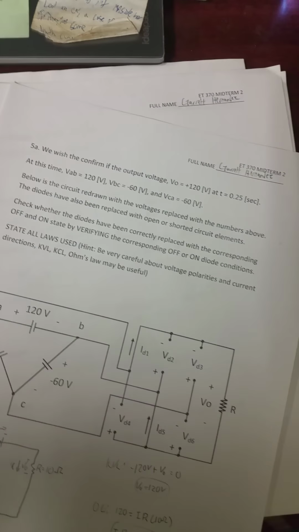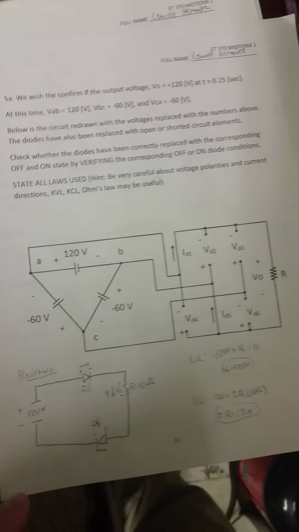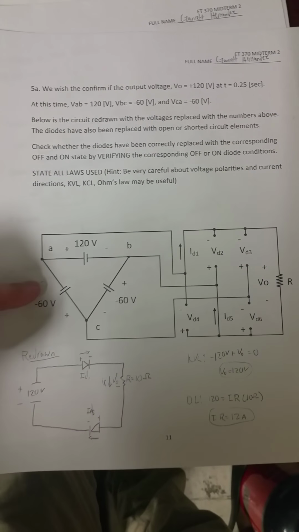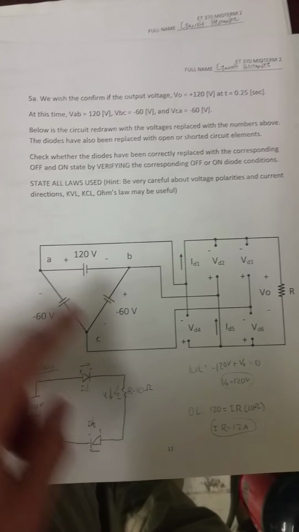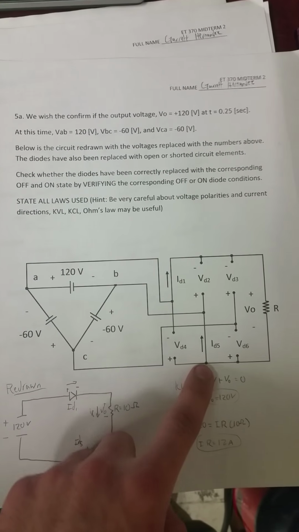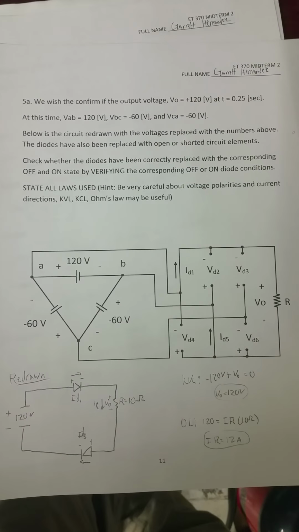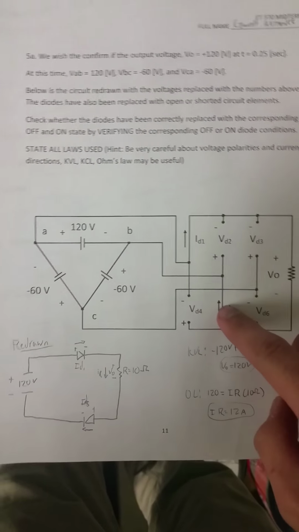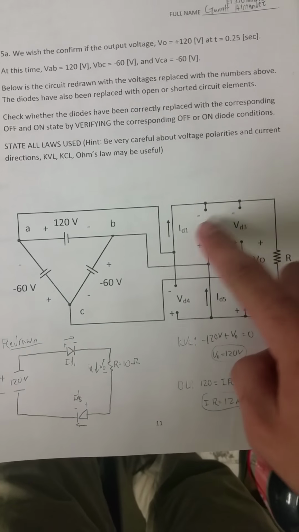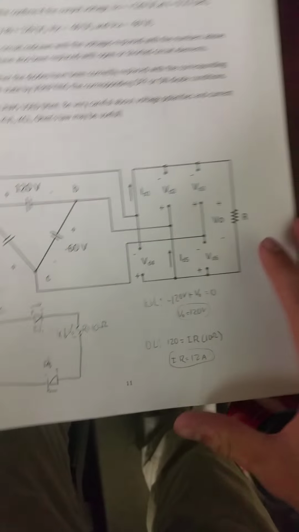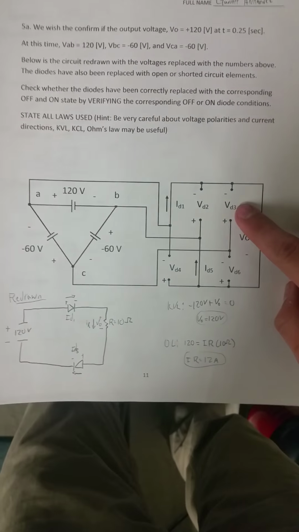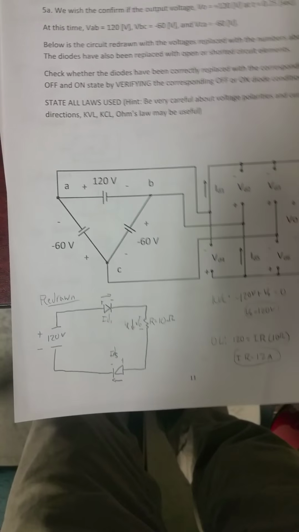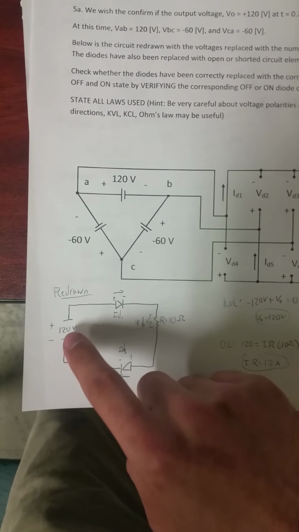The next page over here has all the voltages and whatnot on it. And diode 1 and diode 5 you can see are closed. These diodes are the ones that are active right now. The rest of them over here are not carrying any current or voltage through them, so they're open.